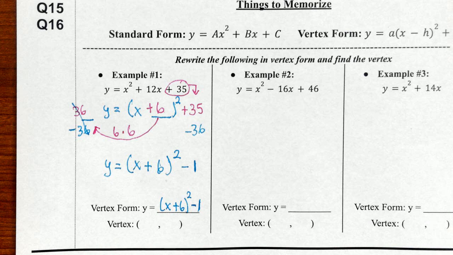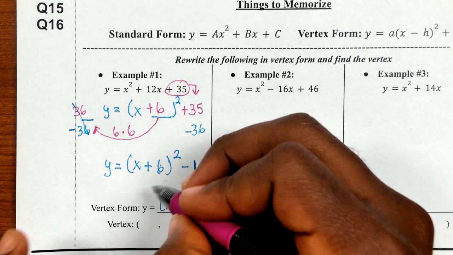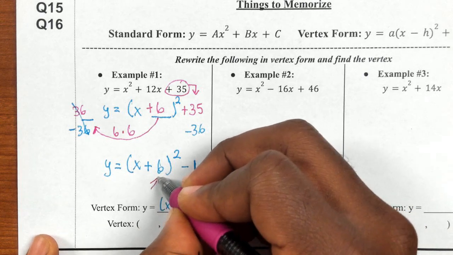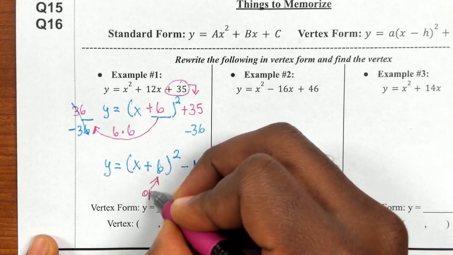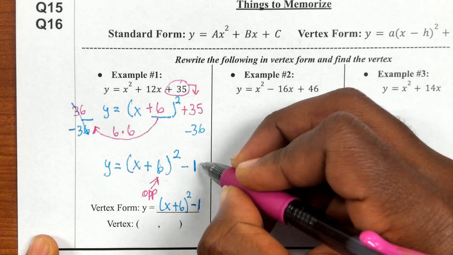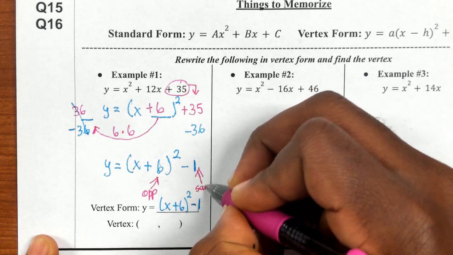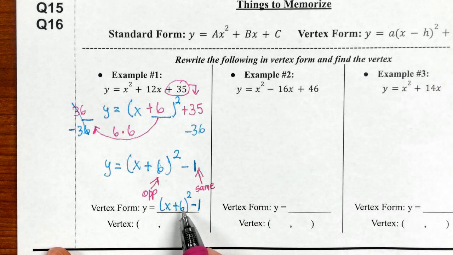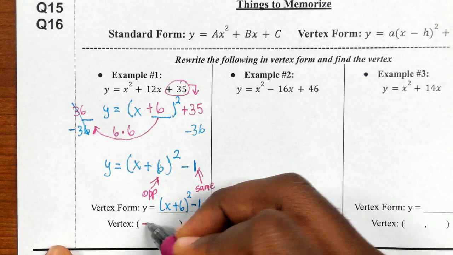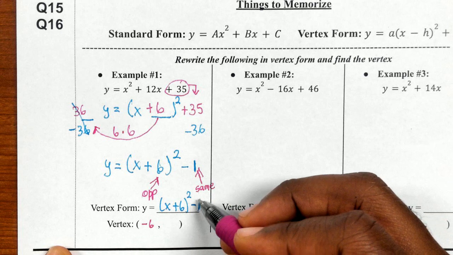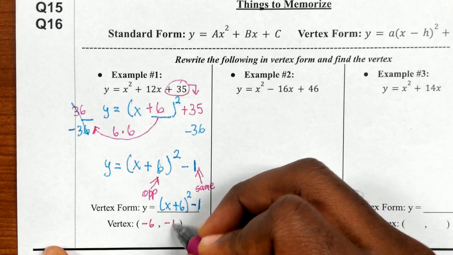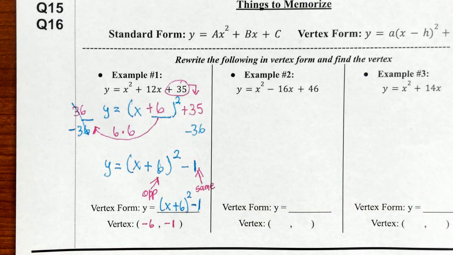Now let's evaluate what the vertex is. To evaluate the vertex, I do the opposite of this middle number, so opposite of the inside, and then the same as this outside number. So same as the outside. The opposite of a positive 6 is a negative 6. The same as a negative 1 is a negative 1. And that is my vertex.